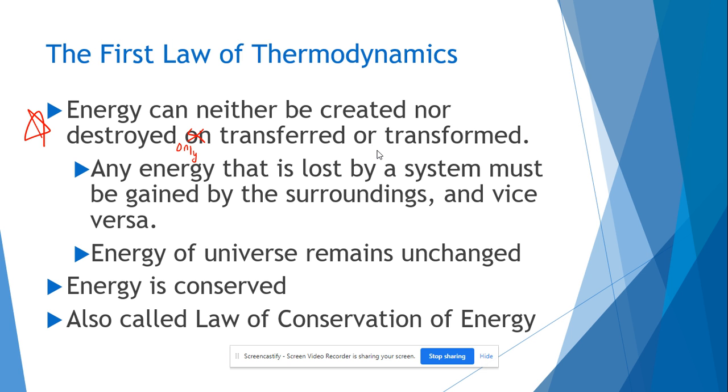You might have electrical energy transformed into potential energy. Since matter cannot be destroyed, any energy that is lost has to be going somewhere. So typically it's gained by the surroundings. That means our overall universe is unchanged. Energy is conserved. That is why the first law of thermodynamics is also called the law of conservation of energy.